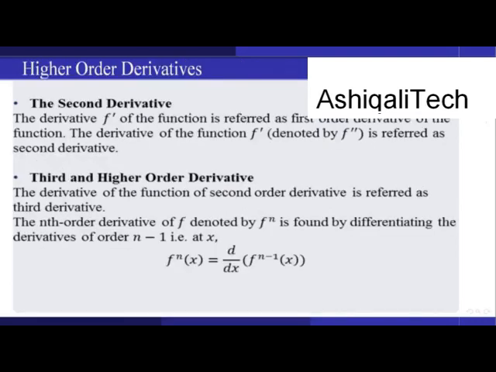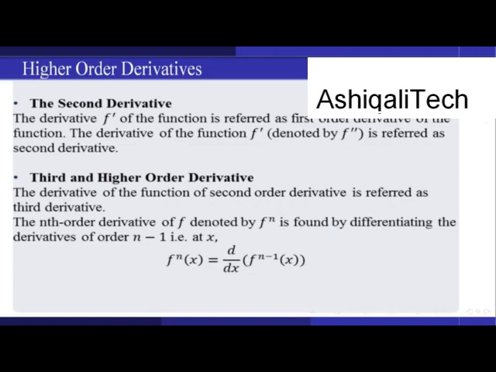Dear students, now we see the higher order derivatives. First of all, we talk about the second derivative. The derivative f prime of a function is referred to as the first derivative. The derivative of the function f prime, which is denoted by f double prime, is referred to as the second derivative.